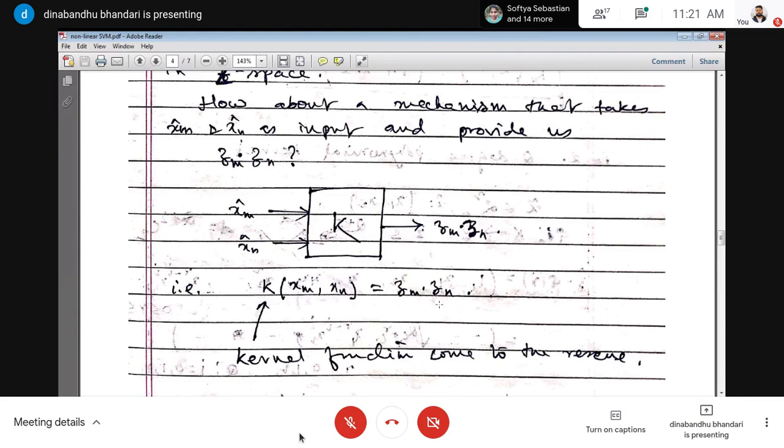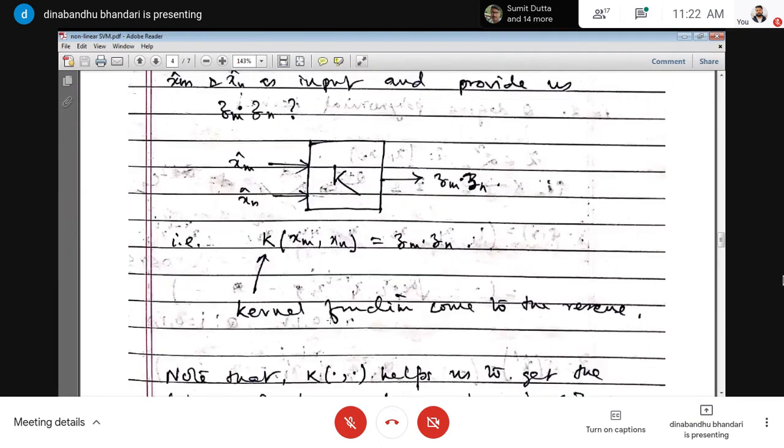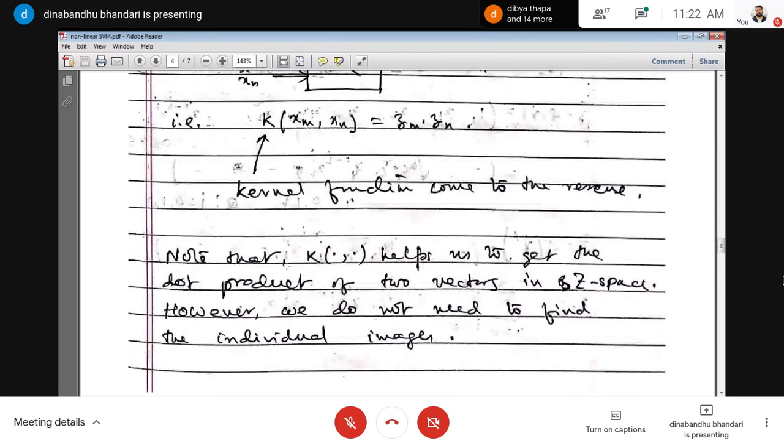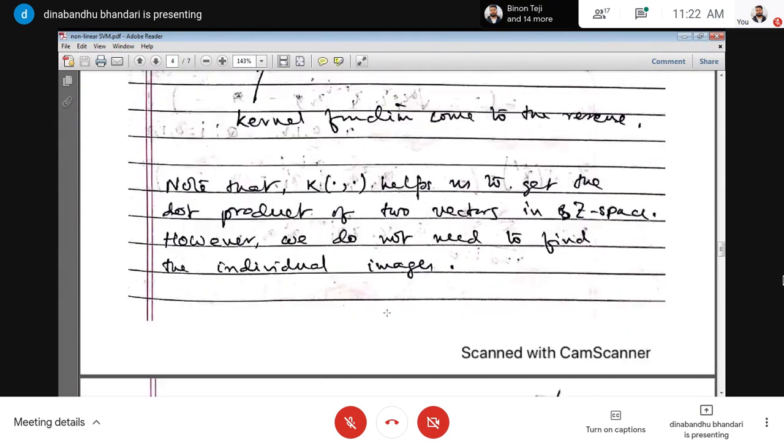Okay. Now I'll give some kernel examples. Yesterday, I think someone was asking about a very famous kernel called RBF, radial basis function. I'll come to that point as well. Now, what is this kernel? A kernel k, where we give two inputs, helps us get the dot product of two vectors in Z space. However, we do not need to find the individual images. That's what I'm trying to say again and again.